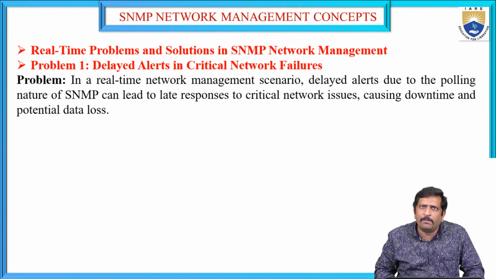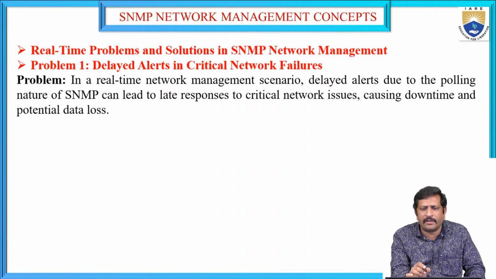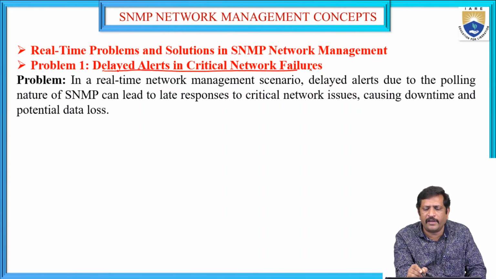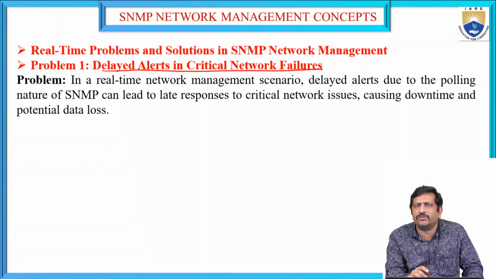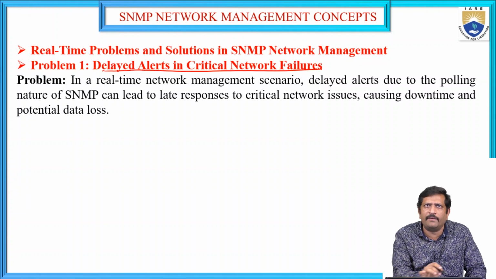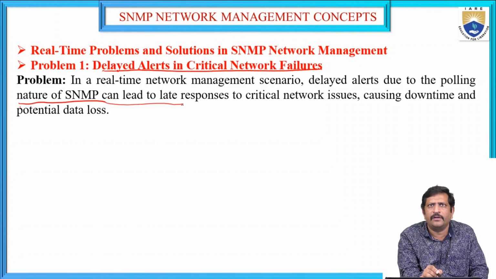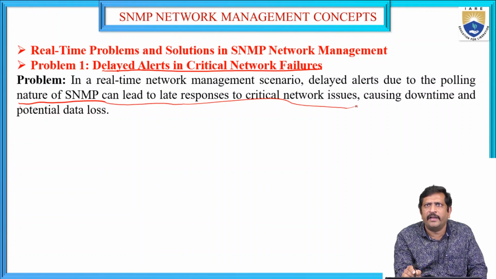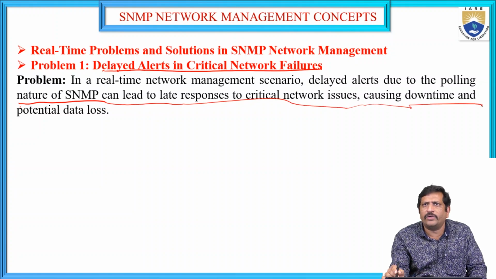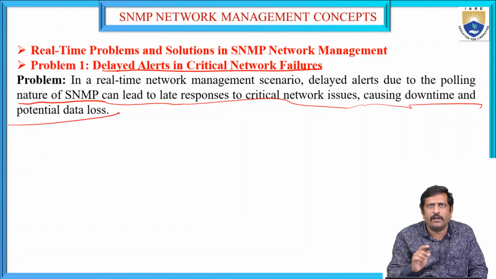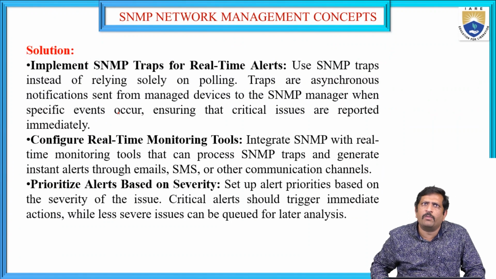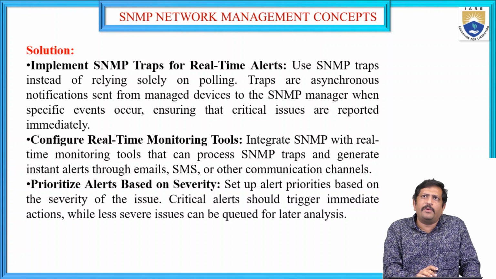Here, the real-time problems are: first problem, delayed alerts in a critical networking failure. If any network fails, some of the alerts will be delayed. So this is a problem. In a real-time network management scenario, alerts are delayed due to the polling nature of SNMP. That can lead to a late response to critical network issues, causing downtime and potential data loss.